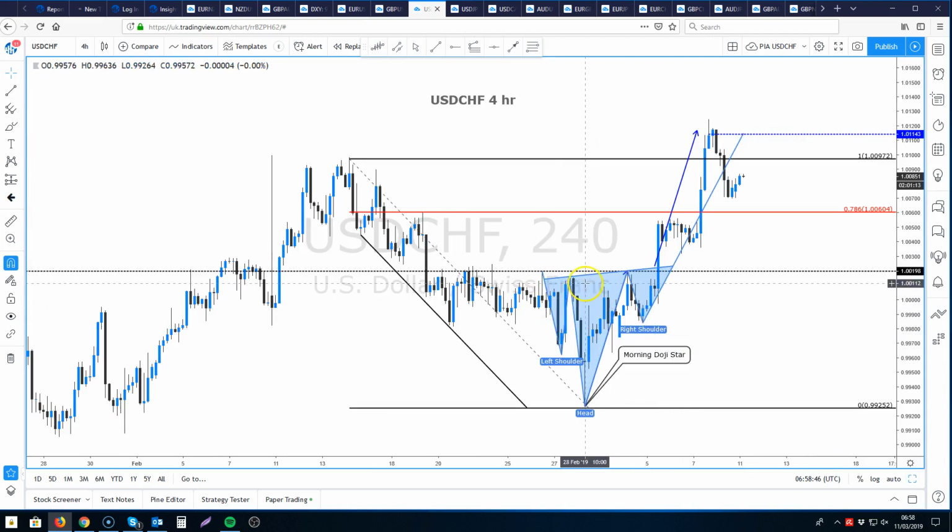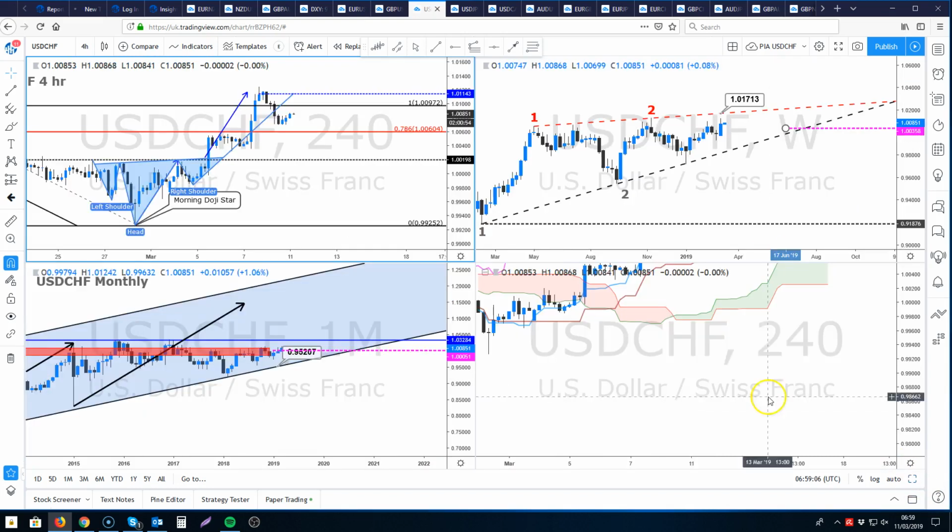We broke this head and shoulders formation to the upside. We've got an aggressive move higher, and it's reached the head and shoulders target level. This could now be seen in 5 waves: 1, 2, 3, 4, 5. So real caution in dollar Swiss, might be sort of topping out already.